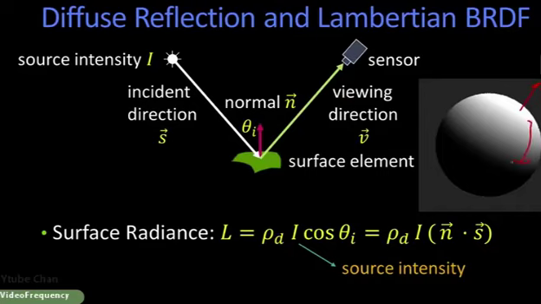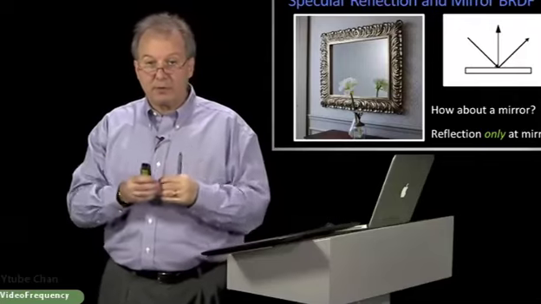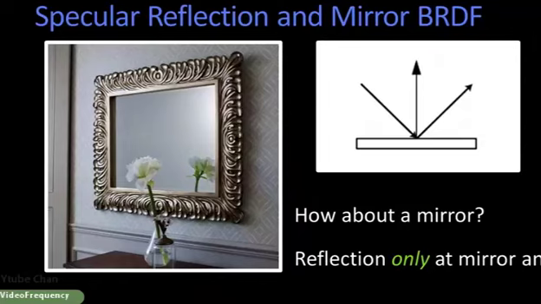Okay, so that's the matte component, the body component. What about the specular or the mirror component? Now, of course, in a real mirror, and you all learned this in high school physics, there's only a reflection at the perfect mirror angle.